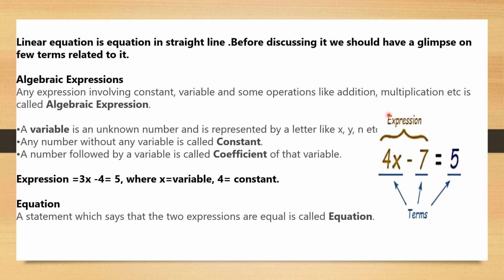Expression. In this we will see the expression 4x minus 7 equals 5. 4x, 7 and 5 all are terms. Expression 3x minus 4 equals 5, where x is a variable and 4 is a constant and 3 is the coefficient. Equation, a statement which says that two expressions are equal is called an equation.